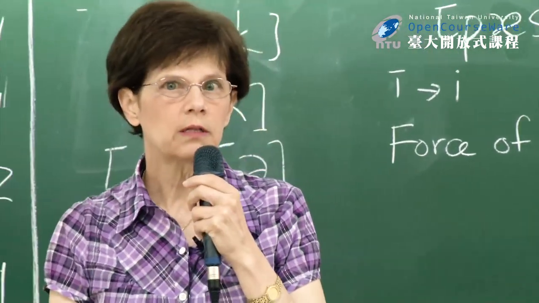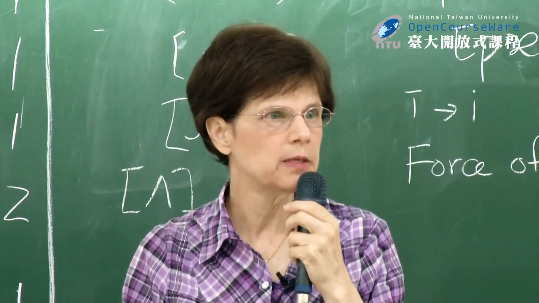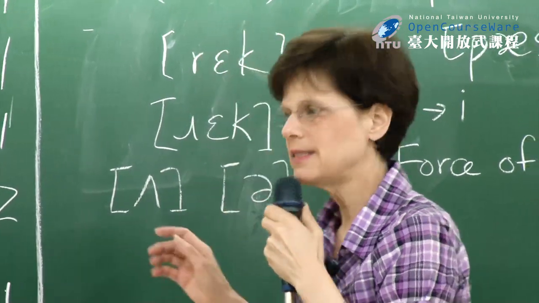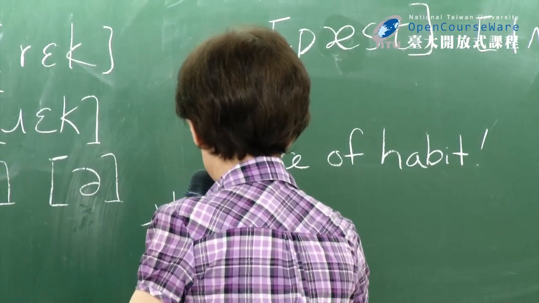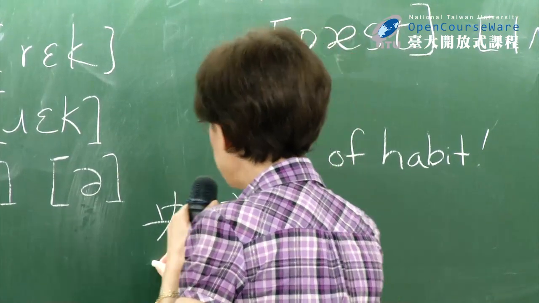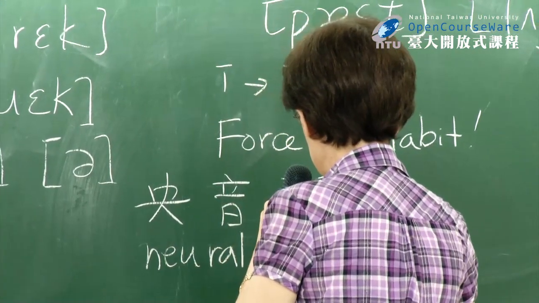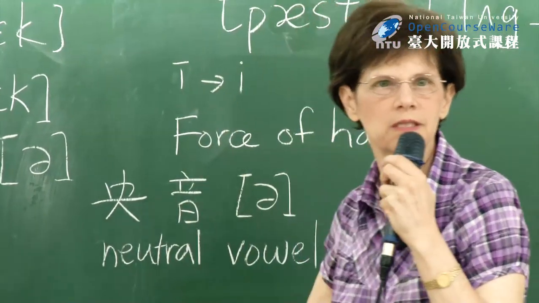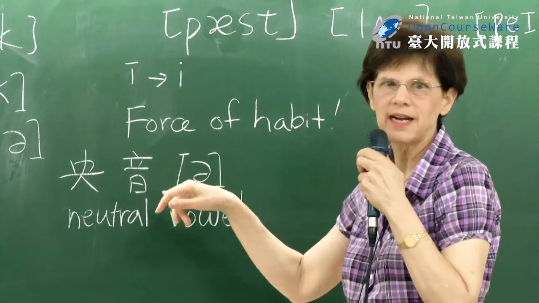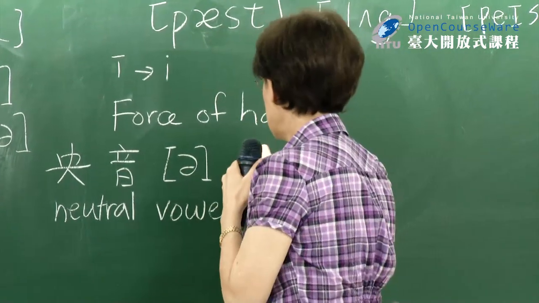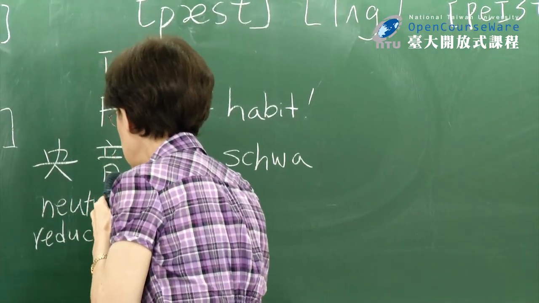Also, is it a neural vowel? 央音是 neural vowel 吗？Neural, 神经元的母音吗？央音，央是中央的央，央音。That's a schwa. Is it a neural vowel? 是神经元的 vowel 吗？对吗？What's missing? T, neutral 是中性的，是没有中音的，对。Neutral vowel 就是中文央音 schwa. We call it a schwa. Okay? That's a reduced vowel. That's another way to say it, a reduced vowel. Again, only in unstressed syllables.